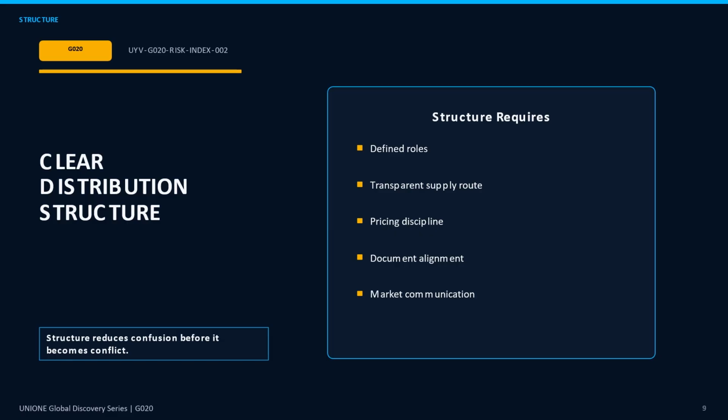Each participant should understand their role. The product source and the supply route should be transparent. Documents must match the actual importer and the market. Pricing should support a consistent market position. The brand owner, exporter, importer, and distributor should also communicate their intended sales channels clearly.